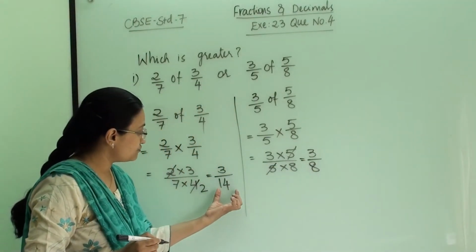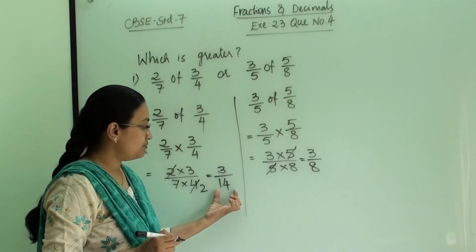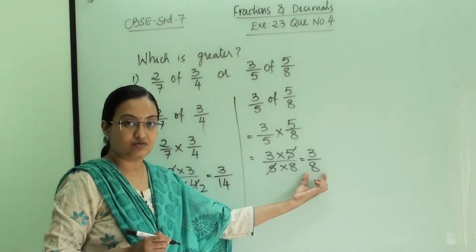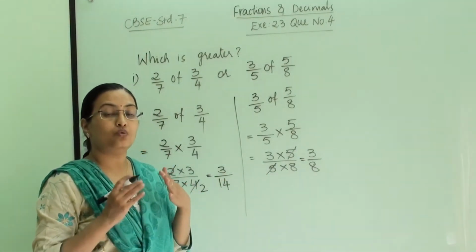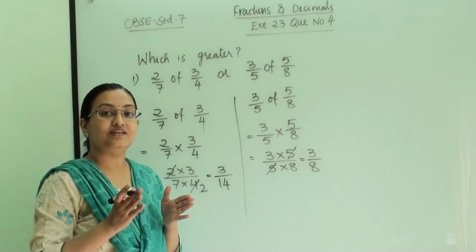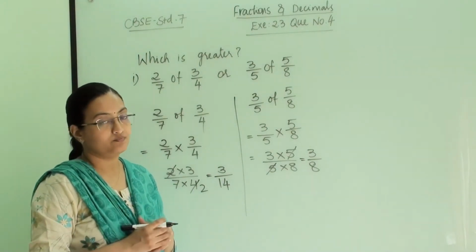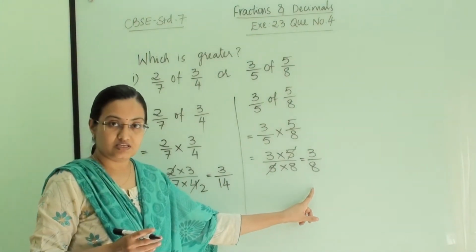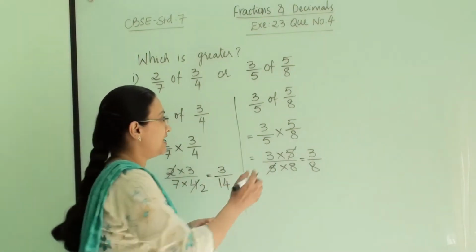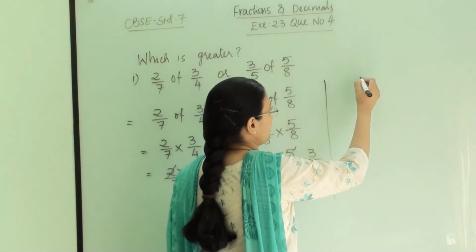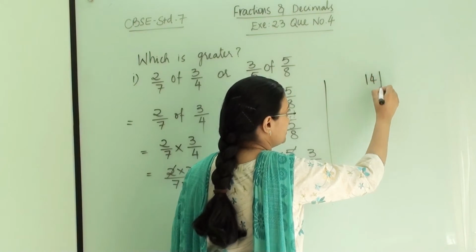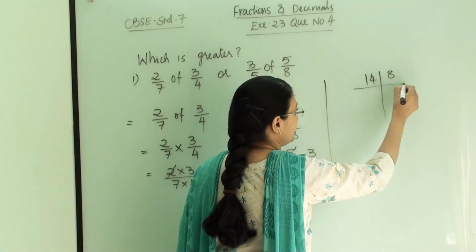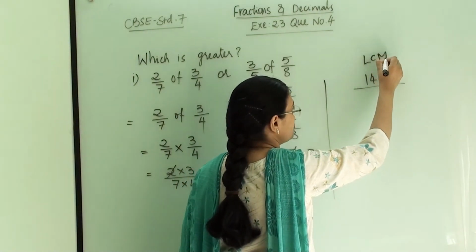Now we have to compare 3 divided by 14 and 3 divided by 8. But we can only compare when their denominators are equal. So to make the denominators equal, we have to take the LCM. Here 14 is the first number and the second number is 8. Let us take the LCM of these two numbers.